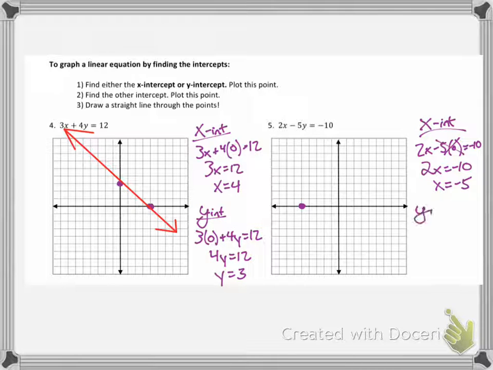For my y-intercept, we're going to plug in 0 for x. So that gets me negative 5y equals negative 10. Don't make a mistake and forget a negative somewhere. That gets me a y value of 2. So at the point 0, comma 2, I can plot my y-intercept and make my line.